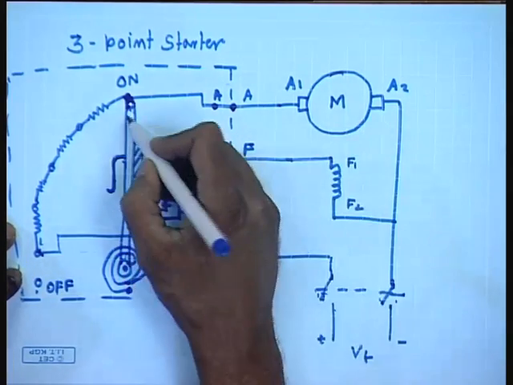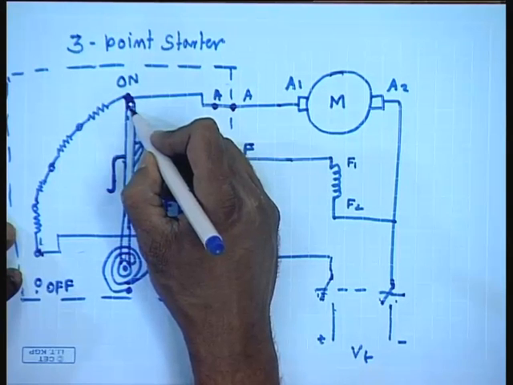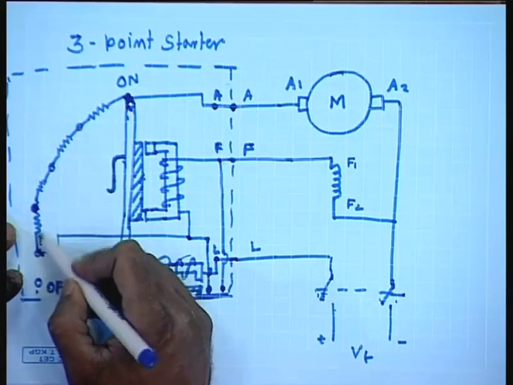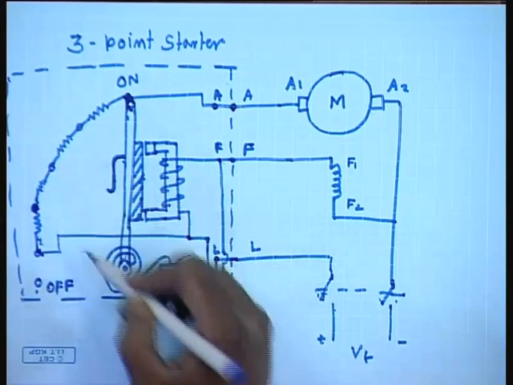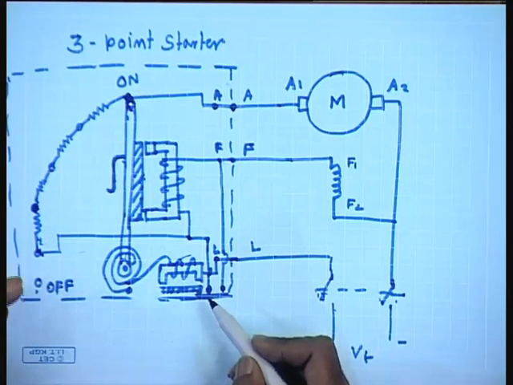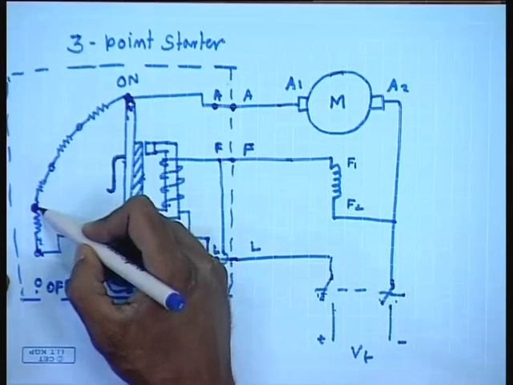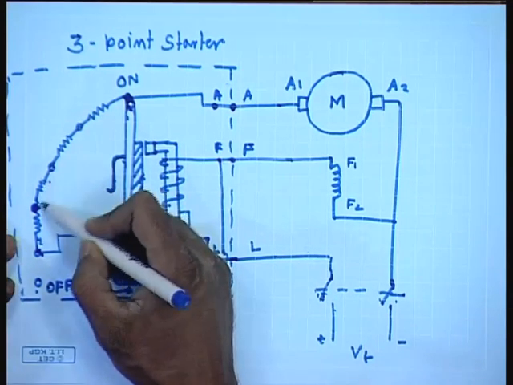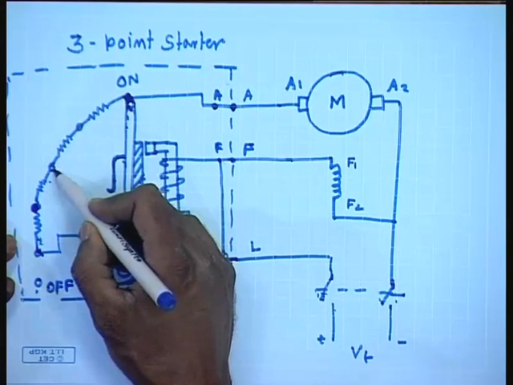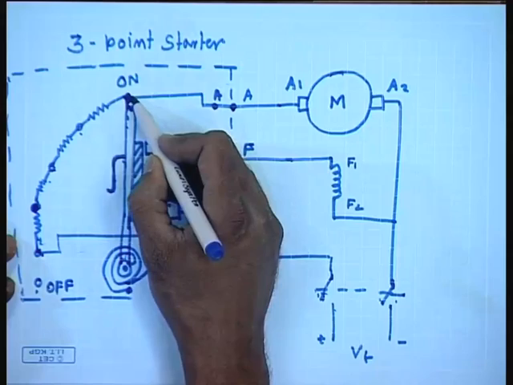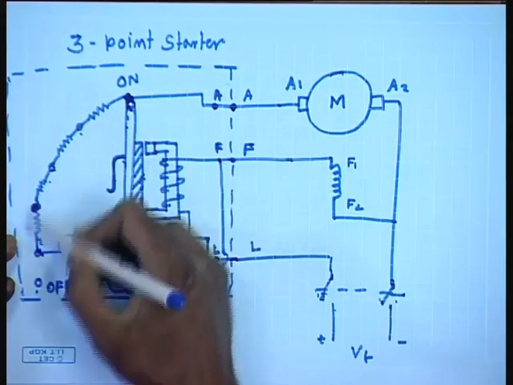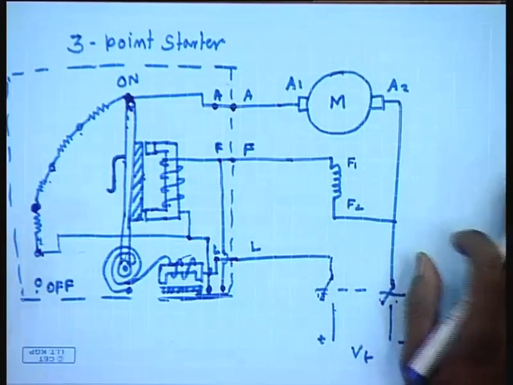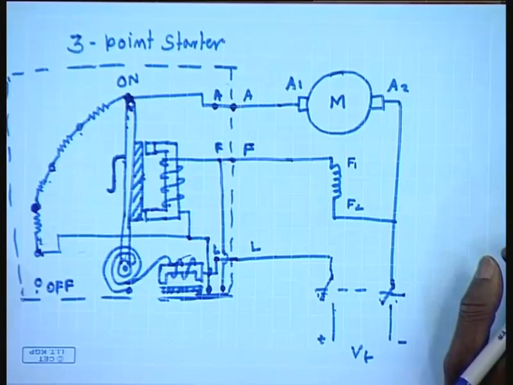As the machine speeds up, the position of the handle moves to the next stud. So, this part of the resistance is cut out from the supply and the current in the machine increases. The machine accelerates further and the current starts reducing. When the current has dropped to a certain level, the handle is moved to the next stud, then next stud and finally to the on position. When it reaches the on position, all the resistance in the armature circuit is cut out and the machine operates with its intrinsic armature resistance.